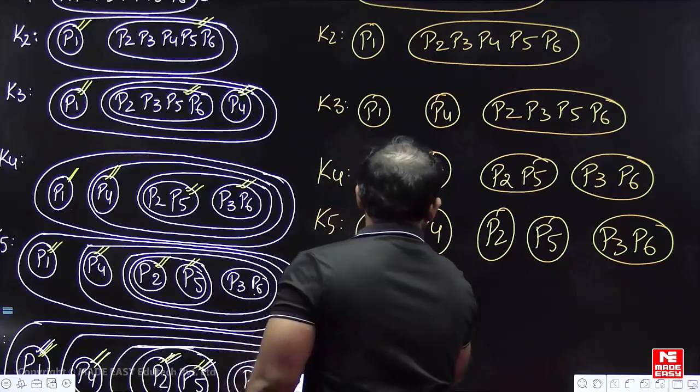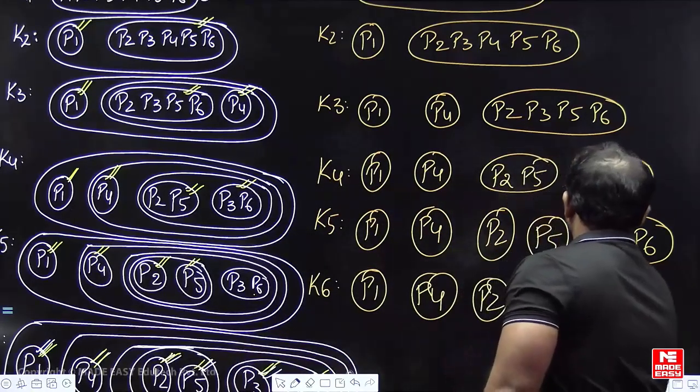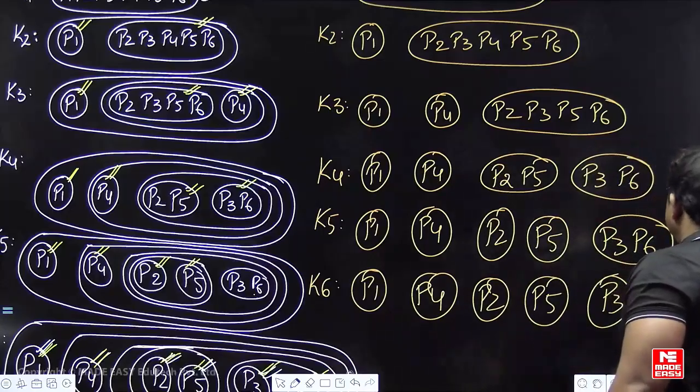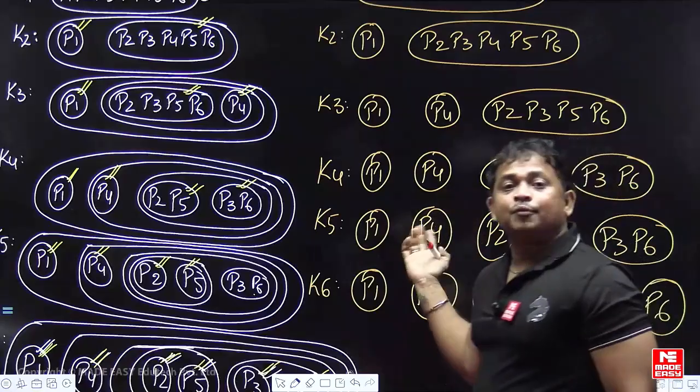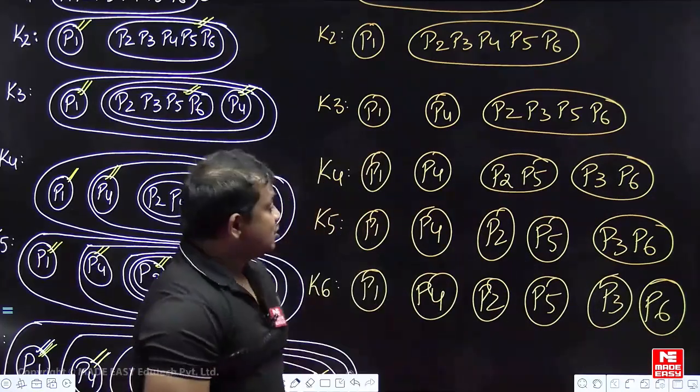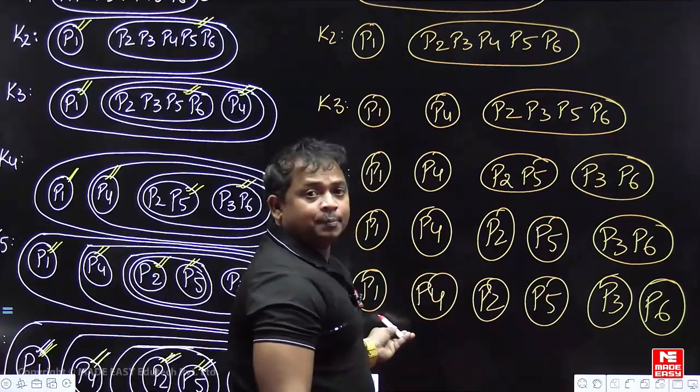P5, P1, P4, P2, P5. Okay, now P3 becomes independent, P6 also becomes independent. Okay, this gives a clearer picture now. So in total, the bottom contains all independent data points.